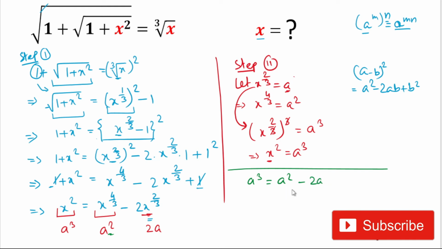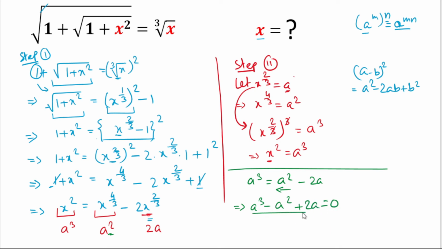Now we will take all the terms to the left hand side, then our equation will be a cube minus a square plus 2a is equal to 0. Now from here we can take a common. So we take a common and the remaining is a square minus a plus 2, that is equal to 0. So friend, hope till here everything is clear.